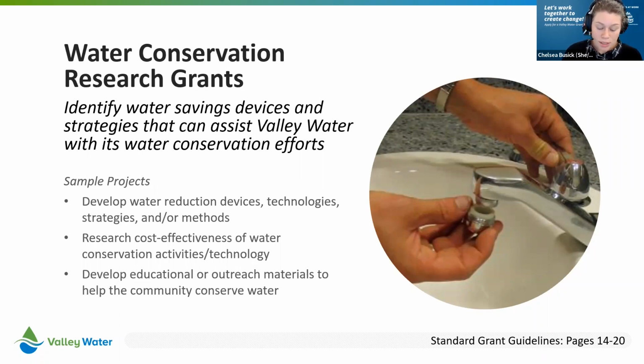This is the only project type that for-profit organizations can apply for. Again, this is specifically for research projects. And some sample projects could include the development of water reduction devices, technology, strategies, or methods, researching cost effectiveness of water conservation activities or technologies, and the development of educational or outreach materials to help the community conserve water.